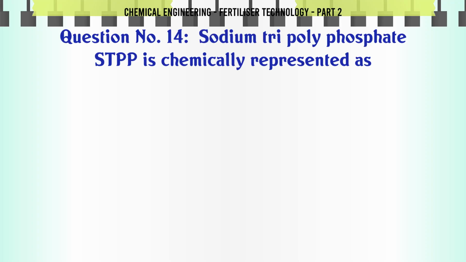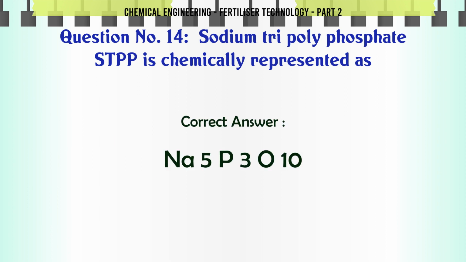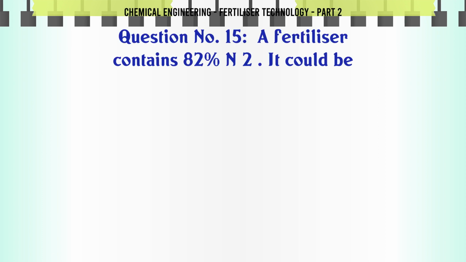Sodium tripolyphosphate, STPP, is chemically represented as A. Na5P3O10, B. Na4P3O8, C. Na3P4O6, D. Na2PO4. The correct answer is Na5P3O10.